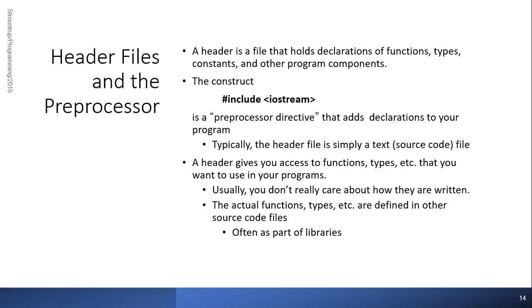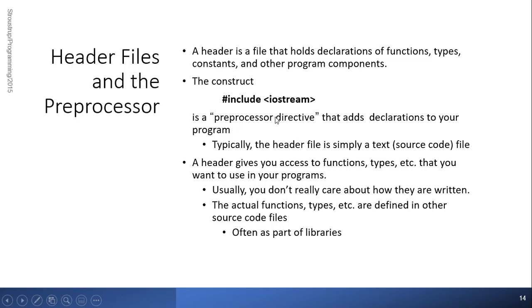Okay, so what are header files? We have talked about it before. This is just a repeat in a more formal context. Header file and the preprocessor. A header file is a file that holds declarations of function types, constants, and other program components. So if you're defining new types, or defining or declaring new functions or constants, you put all those declarations in a header file. That is what the header file is for. And then you include that header file into your program. How do you do that? You do it using this construct: the hash include, for example, iostream. It is a preprocessor directive.